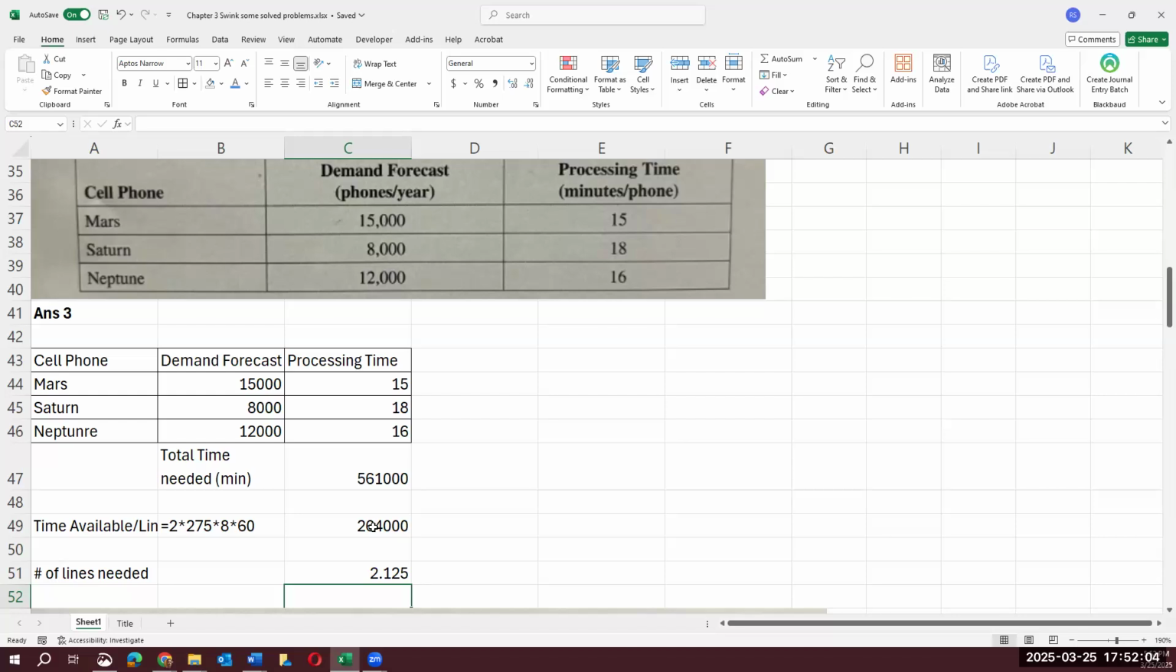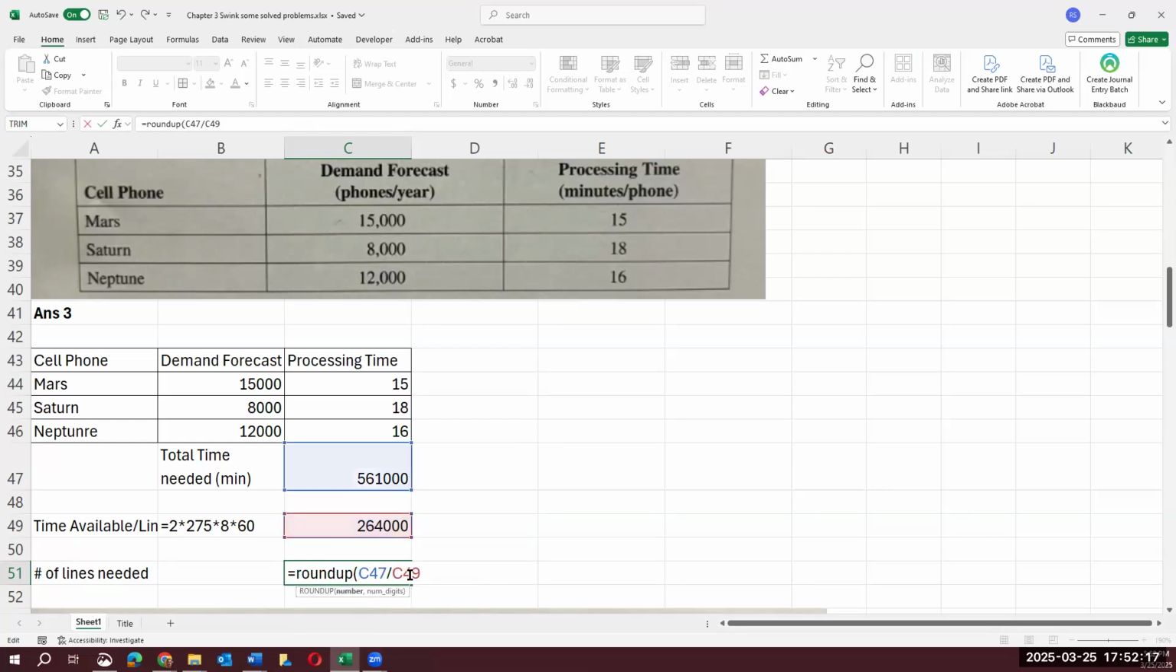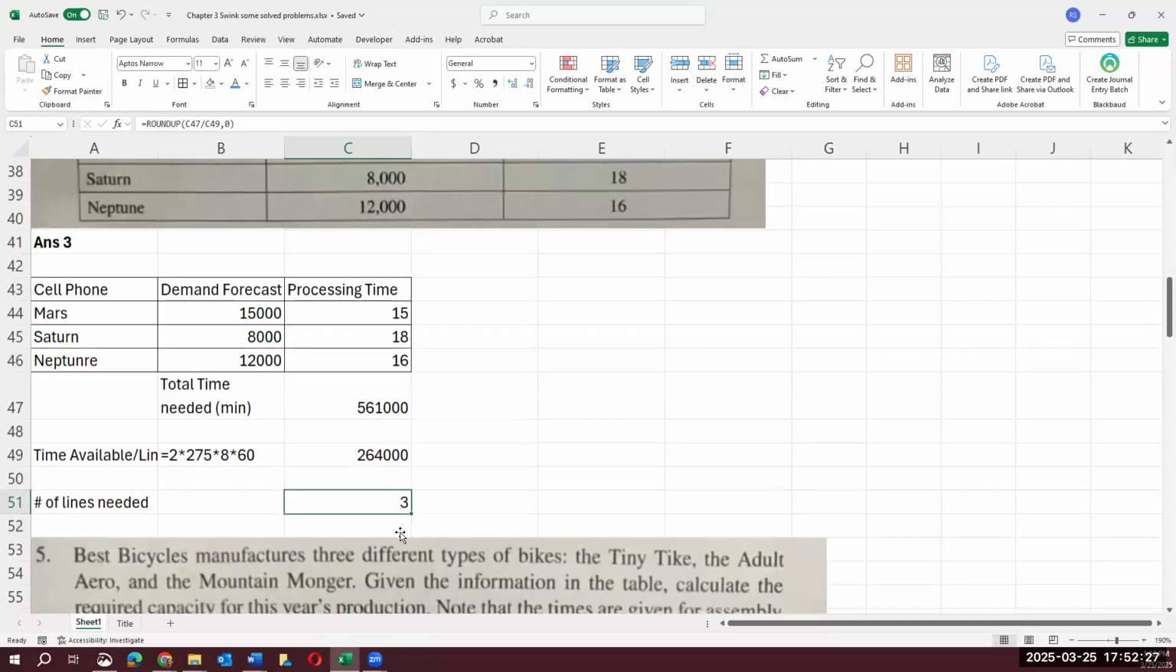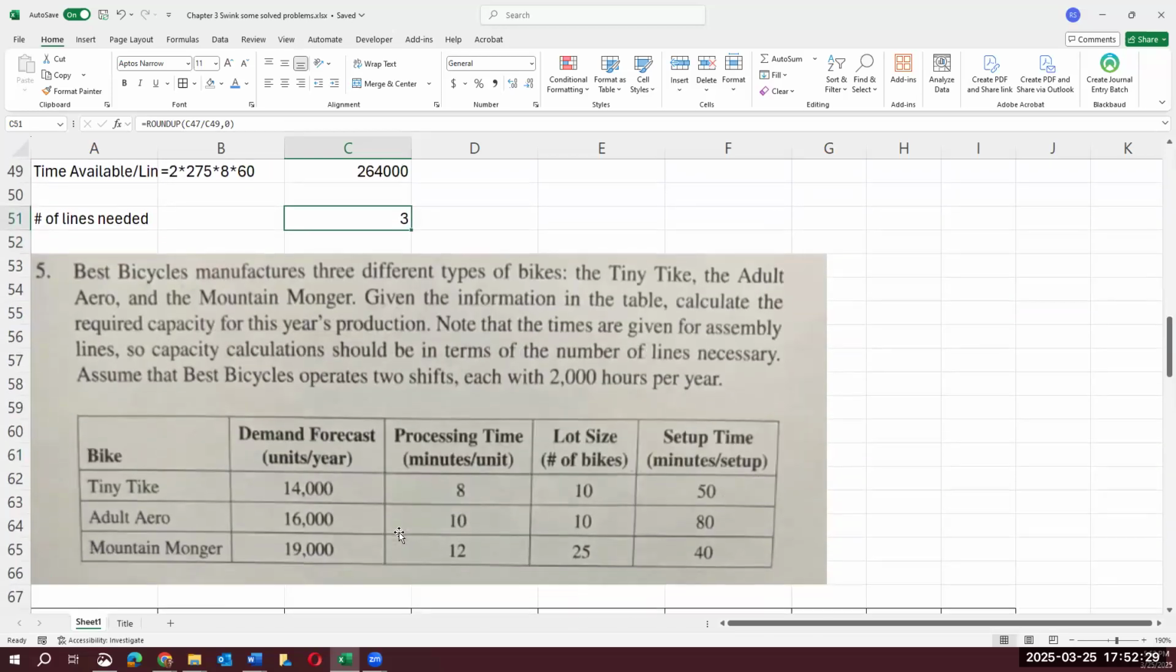And you know that even though you need only 2.125, you have to have a whole number. You always round it up. So I'm going to take this formula and just say ROUNDUP, comma 0. And that tells you you will need 3 processing lines. So that's problem number 3. We did just number 3.